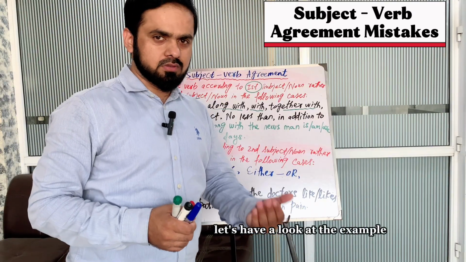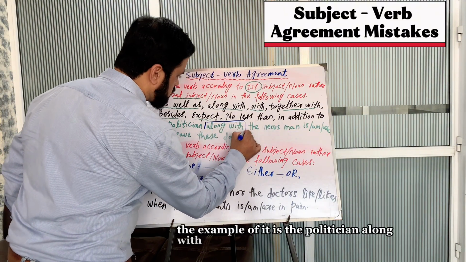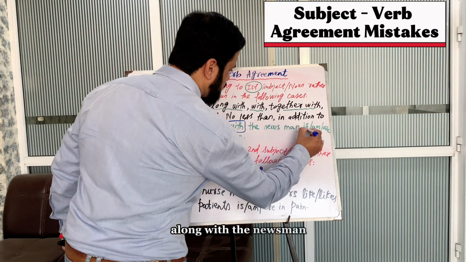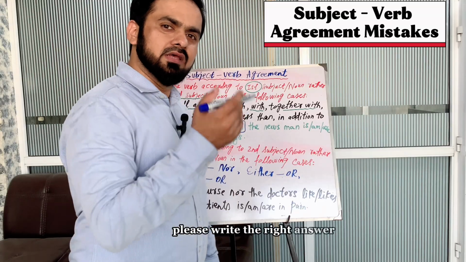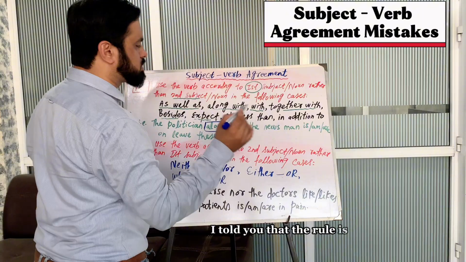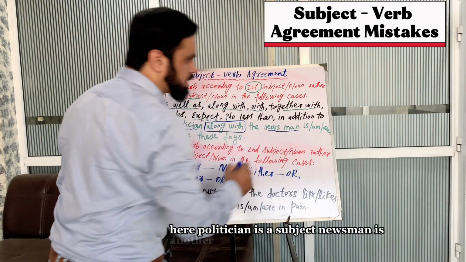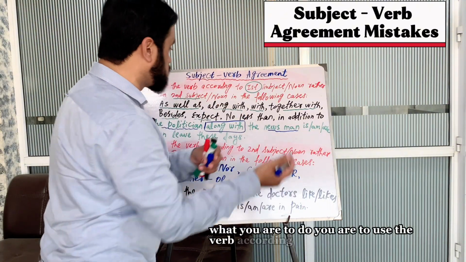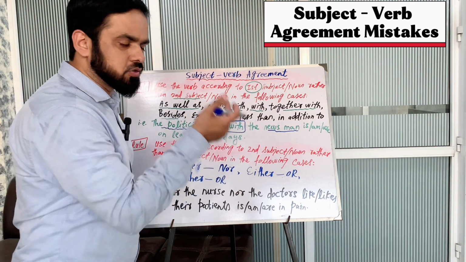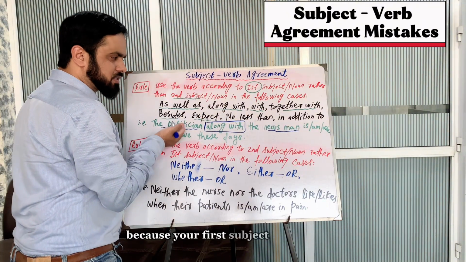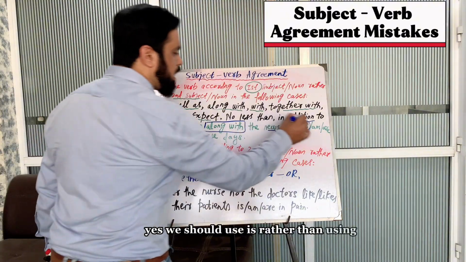Let's have a look at an example of how this should be used. The example is: the politician along with the newsman is on leave these days. So what should be the right answer? Please write the right answer in the comment box. The rule is that when these words join two subjects, here politician is a subject, newsman is another subject. So you are to use the verb according to the first subject. Here the first subject is politician, not politicians. It means your first subject is singular, so you are to use the singular verb. So should we use is, am, or are? Yes, we should use is rather than am or are.